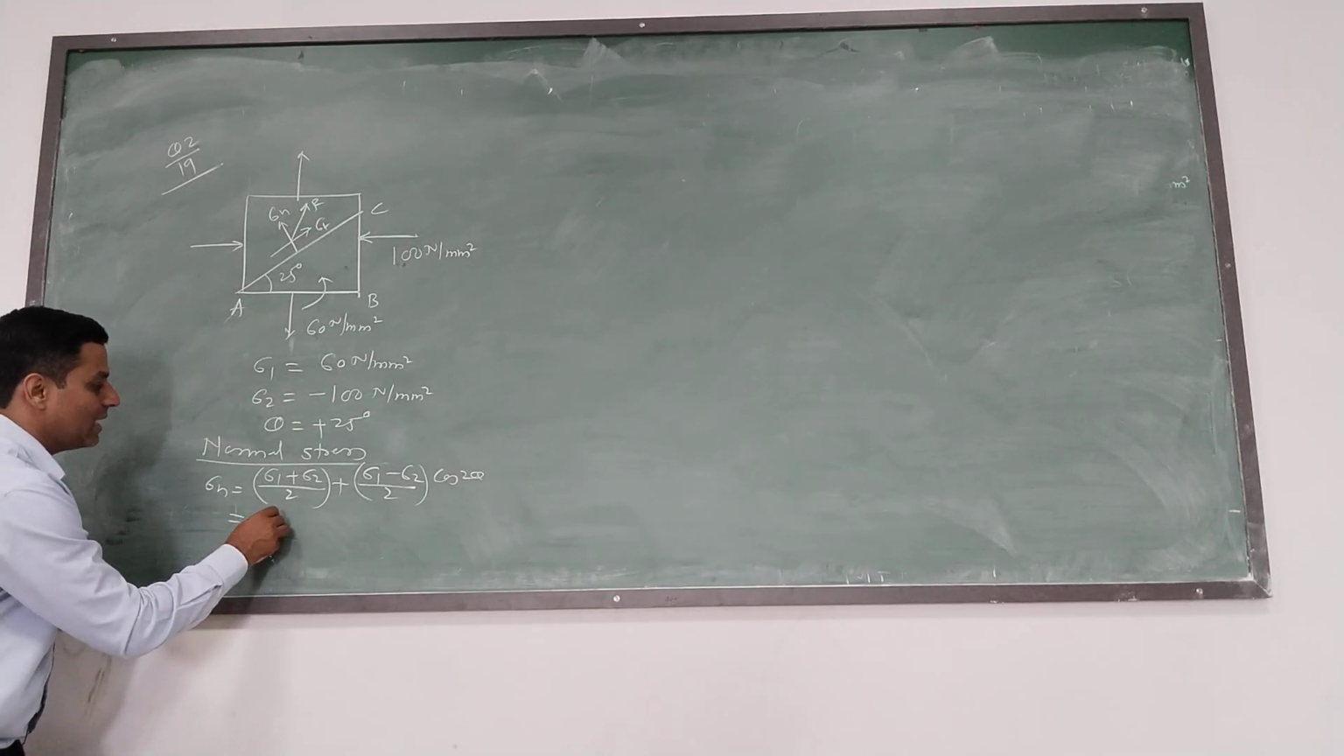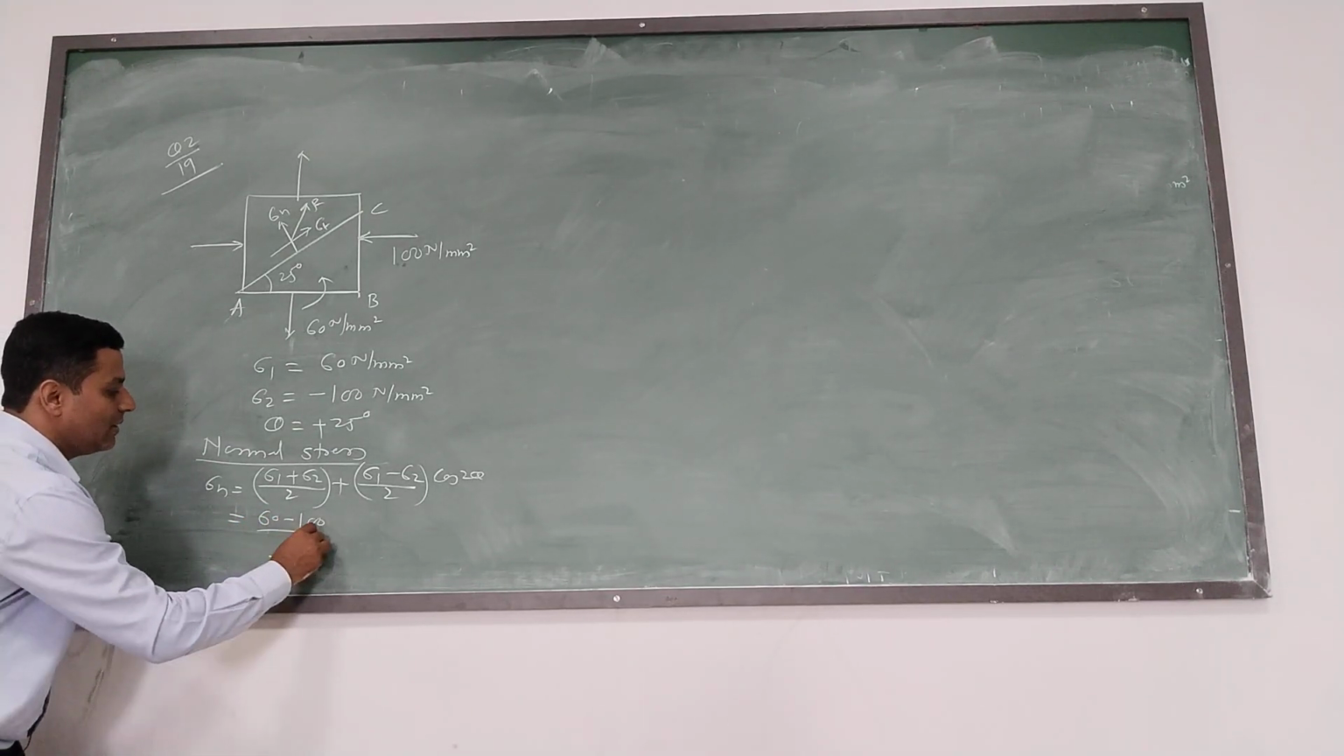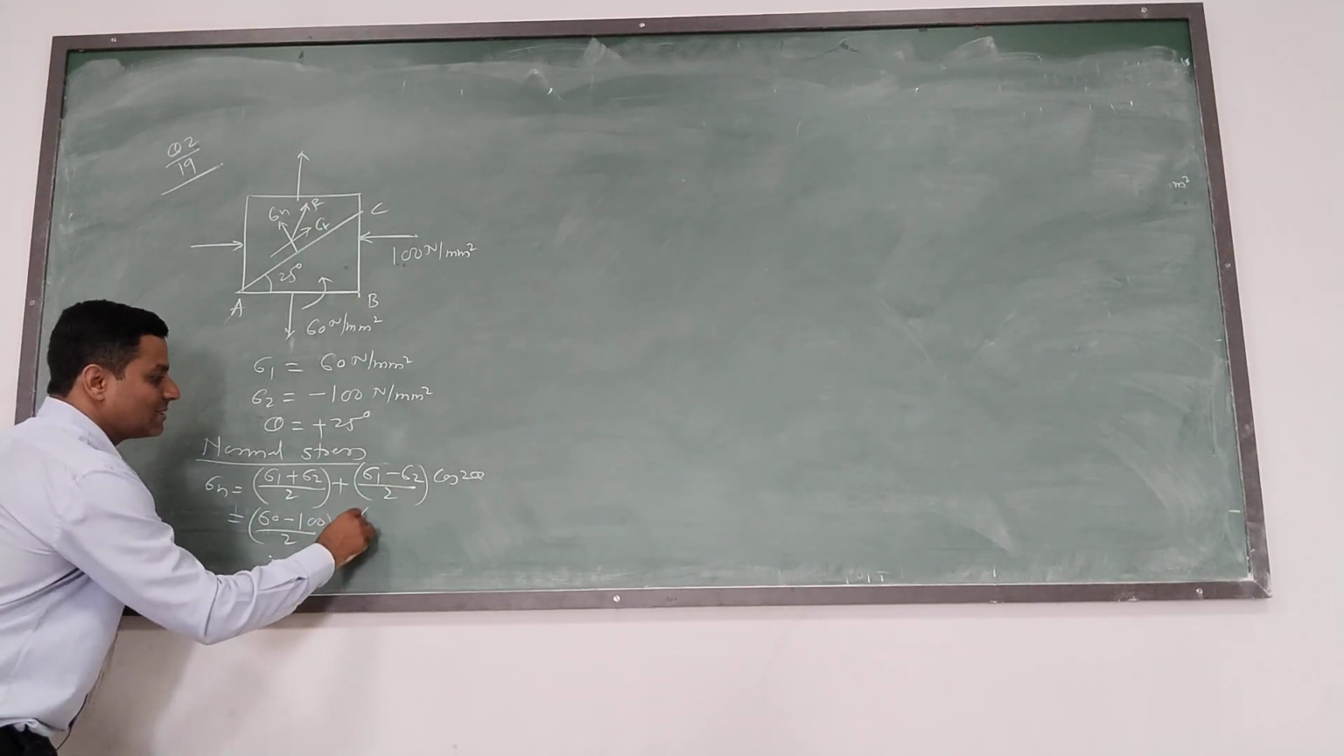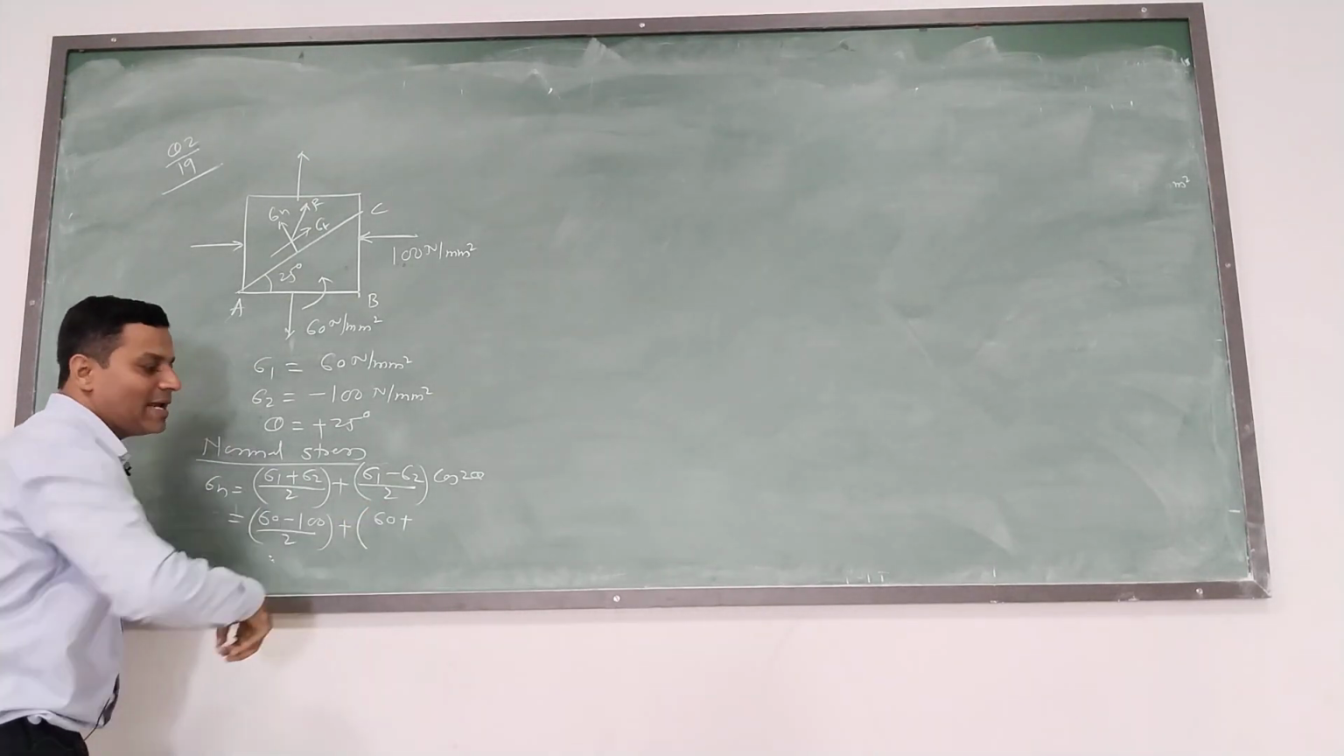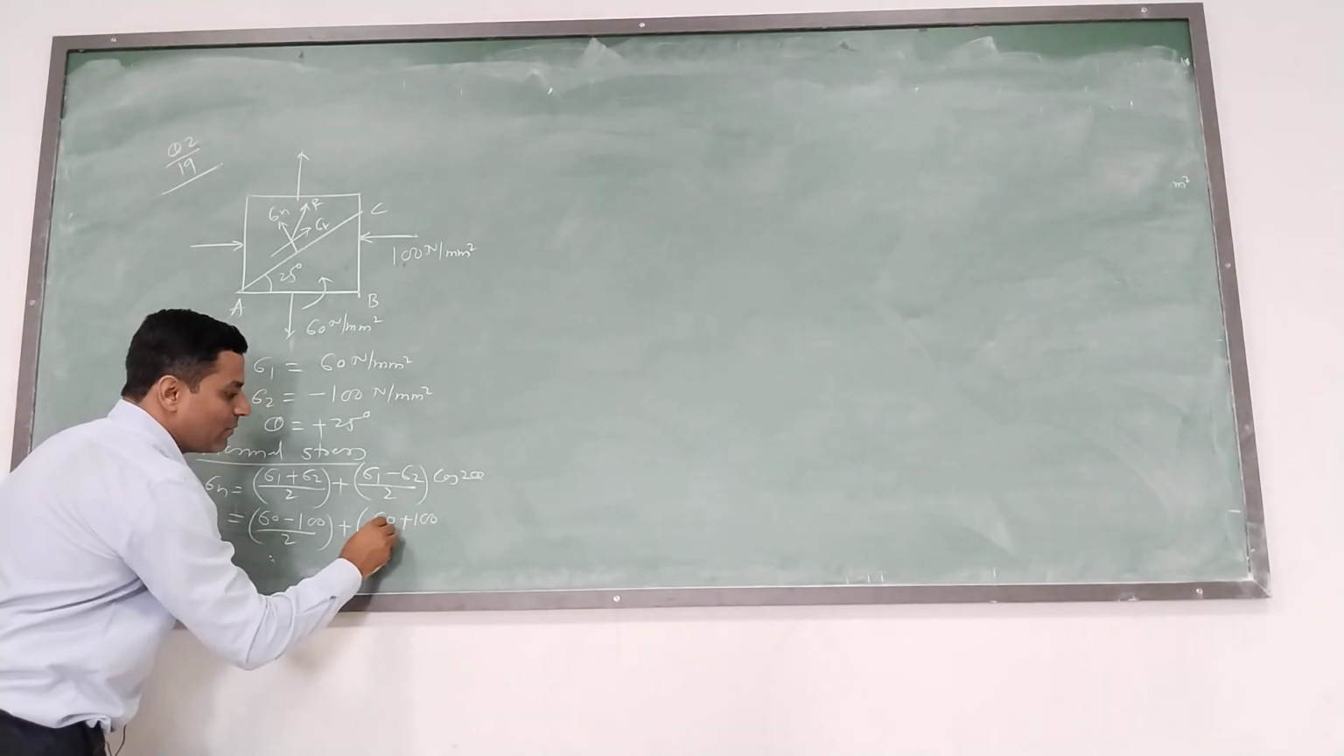Sigma 1 60 minus 100 divided by 2 plus 60 minus minus plus 100 divided by 2.